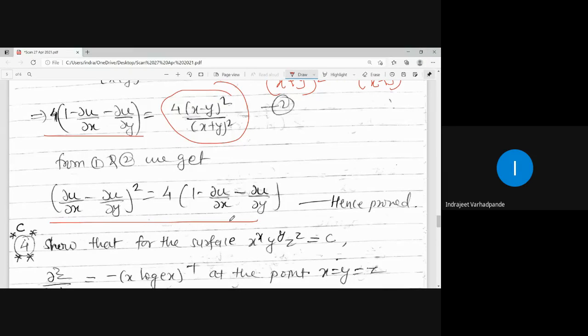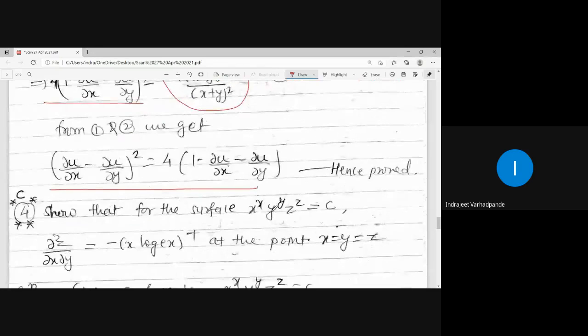Del u by del x minus del u by del y whole square is equal to 4 multiplied by 1 minus del u by del x minus del u by del y. Finished up to this?